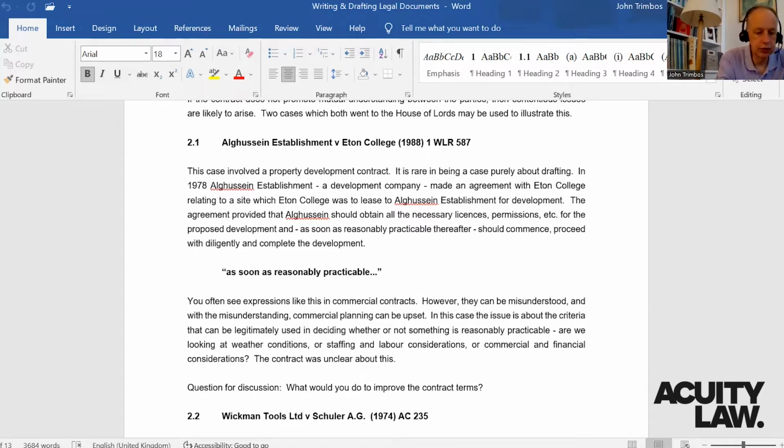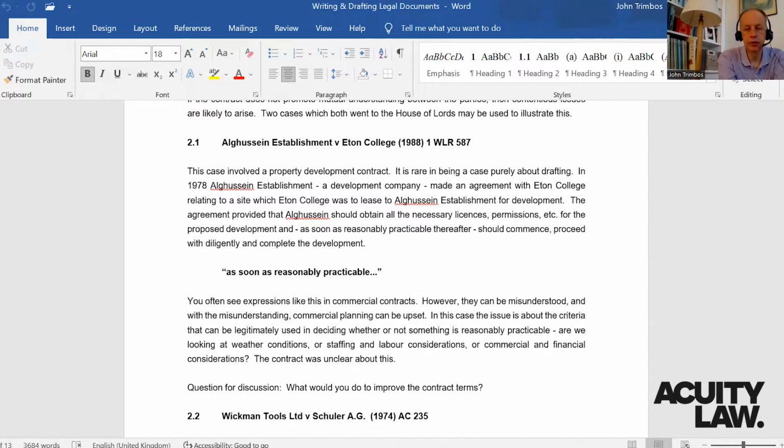Now, Eton sued. Rather ambitiously, they sought specific performance, but obviously damages in the alternative. And the argument in court revolved around this phrase that I've reproduced in bold here, as soon as reasonably practicable.